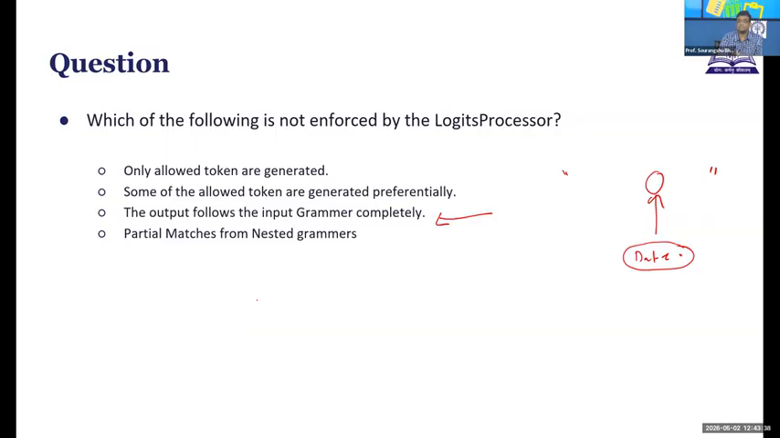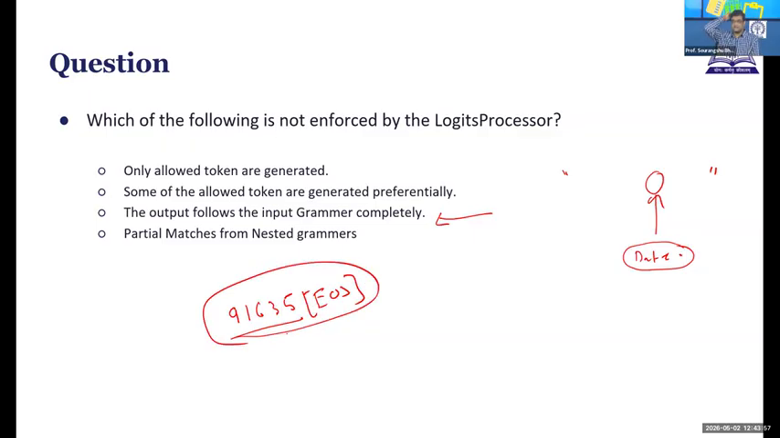So, for example, suppose I want to generate a phone number, okay? At every decoding stage, it will make sure that a number is generated. But suppose after this the end of sentence token is generated, it will still validate this and send it. So the complete phone number is not there.